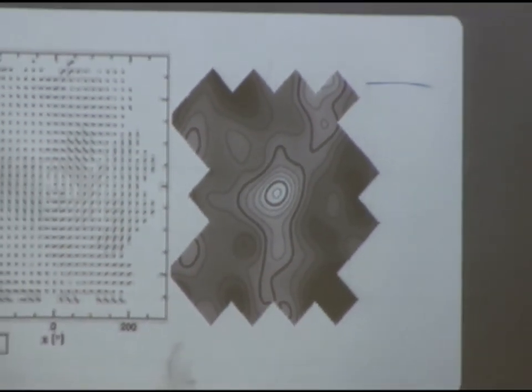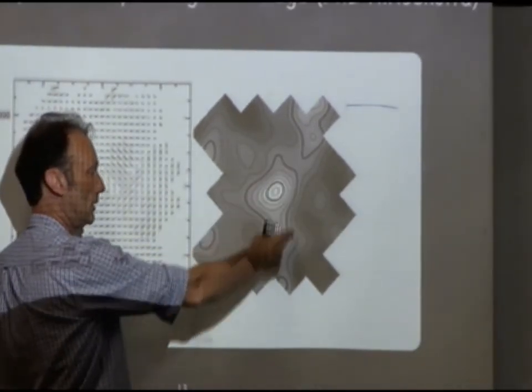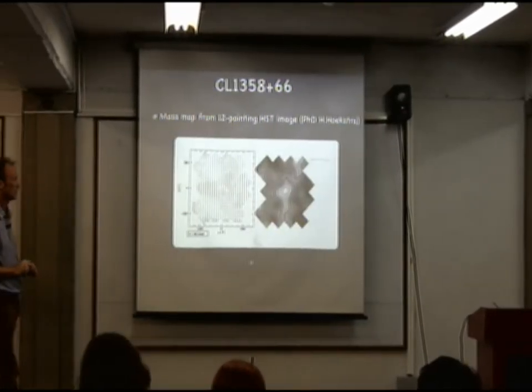And so here on the right you get the corresponding smoothed distribution of the mass in the cluster. And if you look at the distribution of galaxies in this cluster, in fact you also see that it's elongated in this direction. So typically you do find that the mass follows the shape of the distribution of the galaxies in a cluster reasonably well.